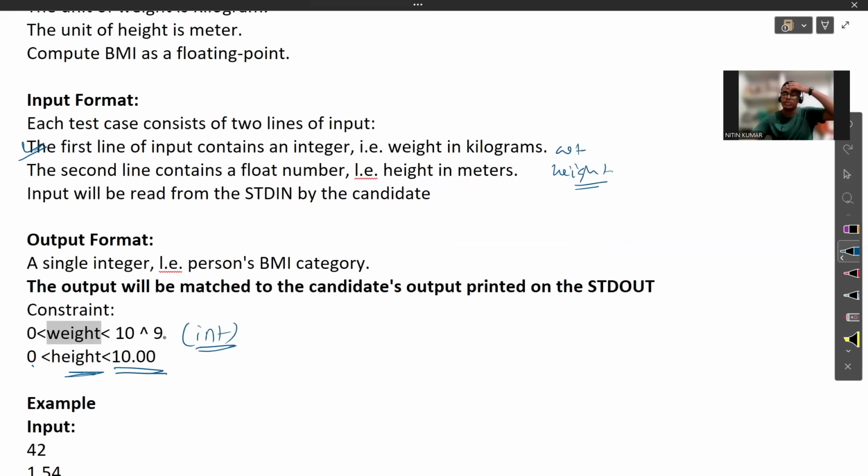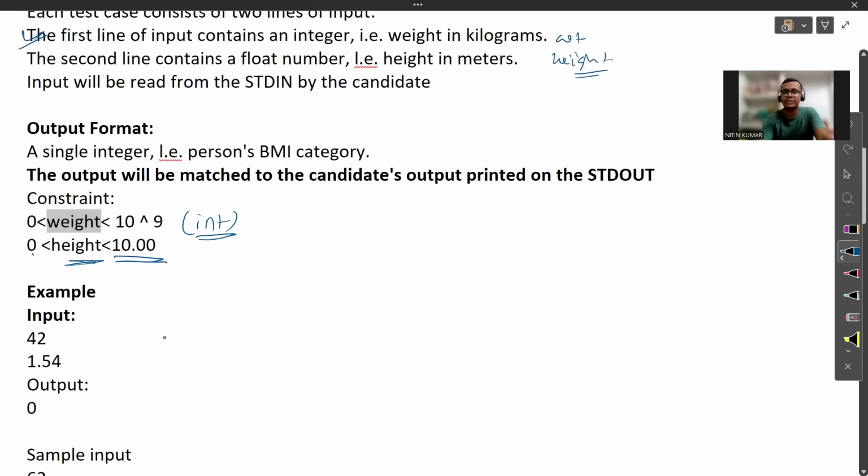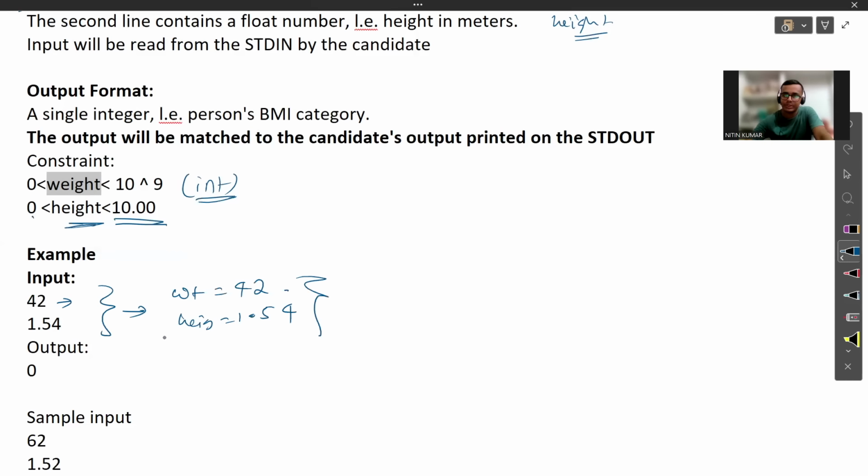Okay, so these are the constraints of the weight and height that we are taking as an input. Let's take an example test case and try to understand it a bit more clearly. I think you have already understood, but for clarification: the very first input is what? Weight. So weight is 42, and the height is 1.54. Okay, so this is one person's data.